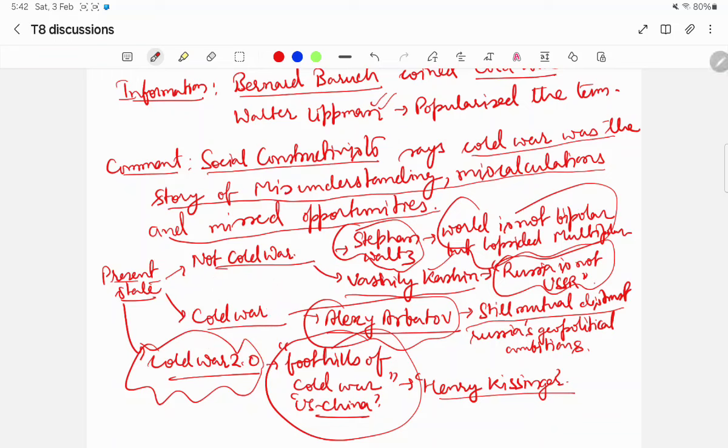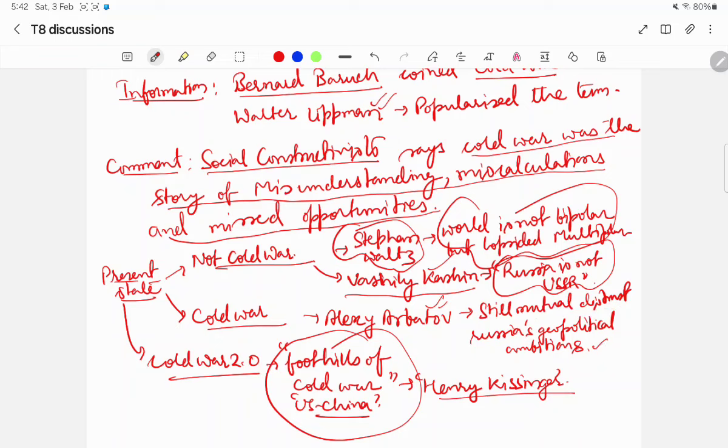So these are the comments, and there is a debate whether the Cold War is ongoing today or not. Some scholars suppose that the Cold War is going on, and some say that it is not, and some have come up with Cold War 2.0. Those who support it, like Alexei Arbatov, say that there is still a mutual distrust, and Russia's geopolitical ambitions are still there. Okay, so these things are ongoing.